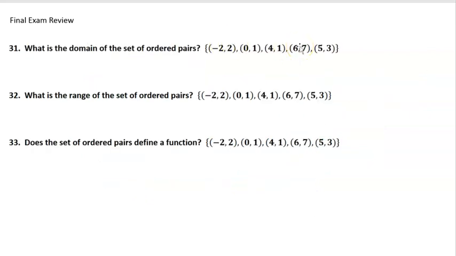There's the domain. Now we're talking about the range. Well, the range is your y values. So your range, again, is a set of ordered pairs. 2, 1. See, there's a 1 again. I'm not going to write it again. 7, 3. So if there's repeats, don't repeat it.